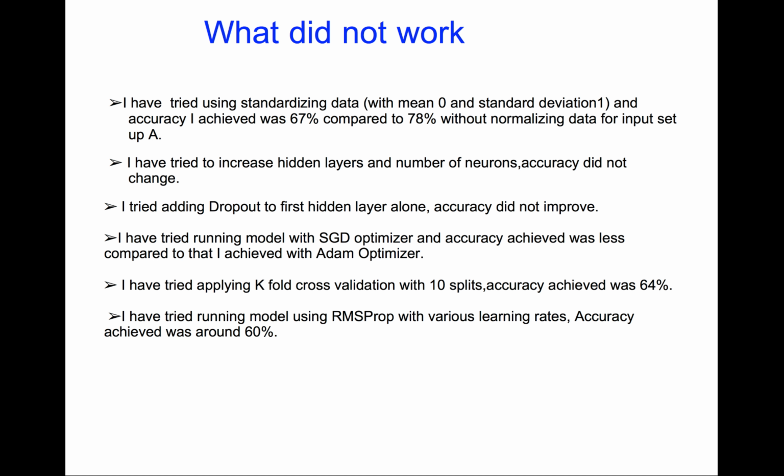I have tried to increase the hidden layers and the number of neurons, but accuracy did not change. I tried adding dropout to the first hidden layer alone, accuracy did not improve. I have tried running the model with the SGD optimizer and the accuracy achieved was less compared to that I achieved with the Adam optimizer. I have tried applying k-fold cross validation with 10 splits and the accuracy achieved was 64%. I have tried running the model using RMSprop with various learning rates. Accuracy achieved was around 60%.